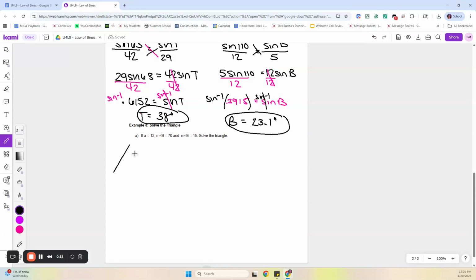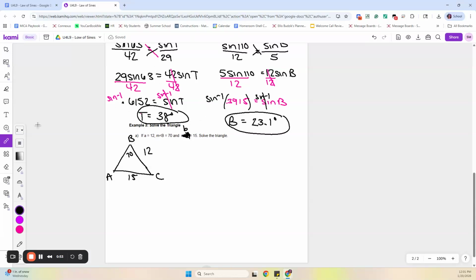So I'm assuming we have an A, B, and C. So I always like drawing out my triangle. So A, B, C, we'll just make it simple. Side A is 12 because it's lowercase. Angle B is 70. And that looks like a typo. So we'll say angle A. Or no, I think this is supposed to be side B. We'll do side B. Side B is 15. There you go. Okay, solve the triangle.